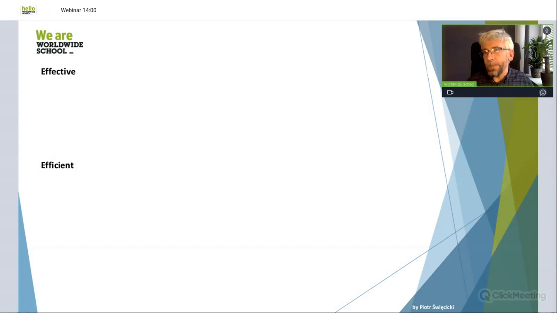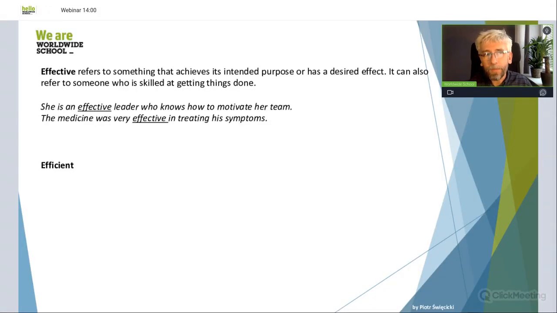Okay, this is easy, right? Effective versus efficient, but it has to be on the list. Effective refers to something that achieves its intended purpose, desired effect. Skuteczny, right? Effective leader, effective treatment. You can see the effects, results, right?